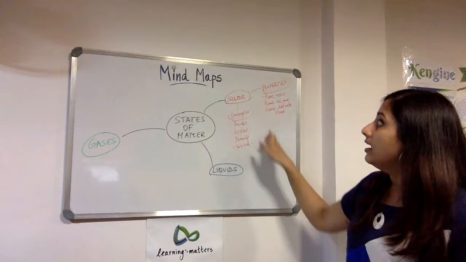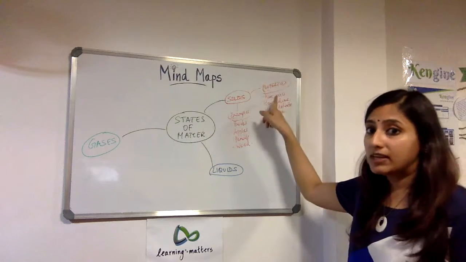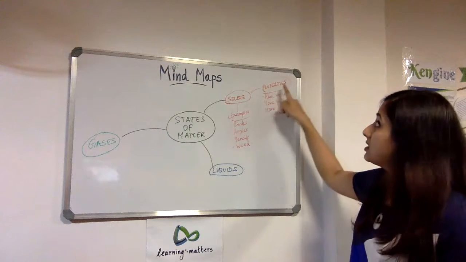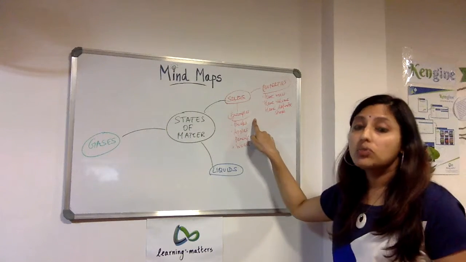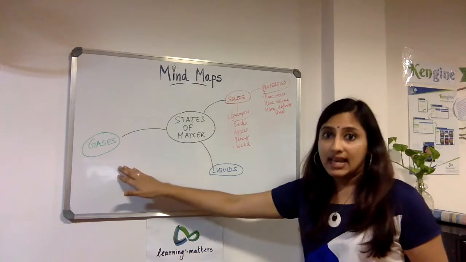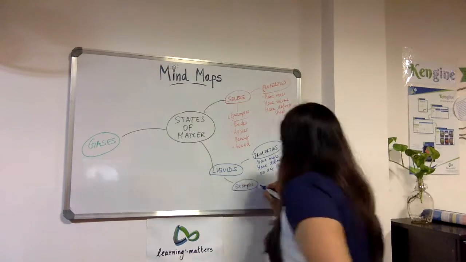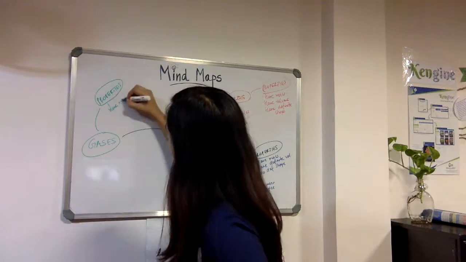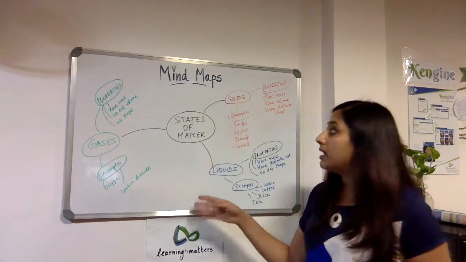So as you can see, our second layer of concept, solids, has now been developed further with branches. One that shows you the properties of solids and one that shows you the examples. I'm now going to do the same for liquids and gases. So as you can see, this is our completed mind map.